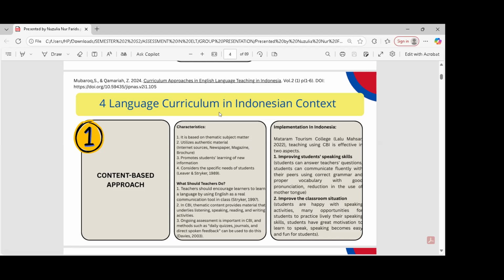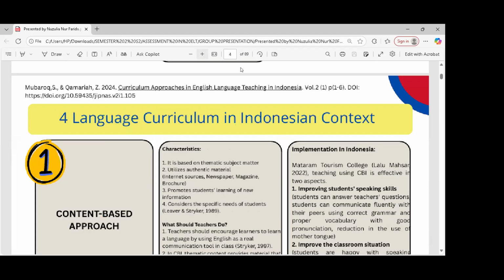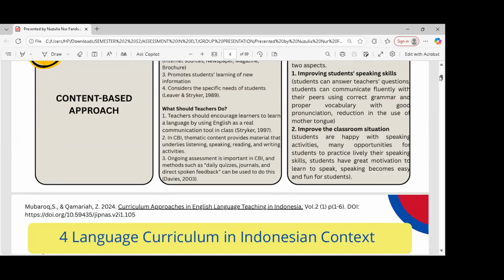But can you make it bigger, Mbak Nuzul? Okay. Okay, thank you. Yeah.